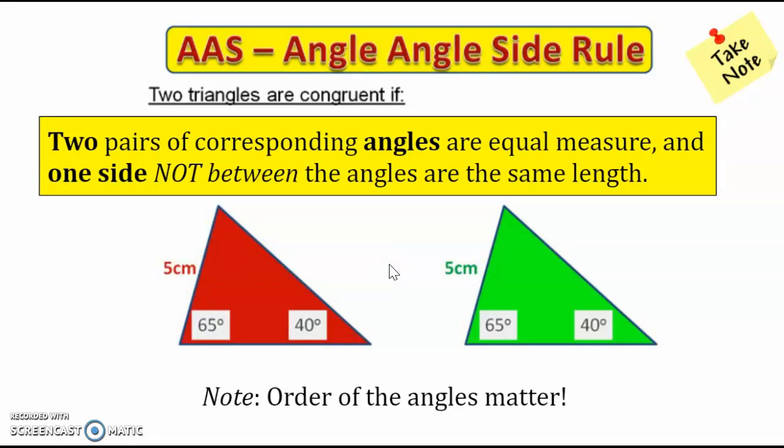The fourth one is angle, angle, side. Okay, this might look very similar to angle, side, angle, but notice that we're not talking about the side being in between, but the side is outside the two angles. We're not talking about this side being congruent, but we're talking about a side that is not an included side that is congruent. Okay, so we have a side and then followed by an angle and an angle.